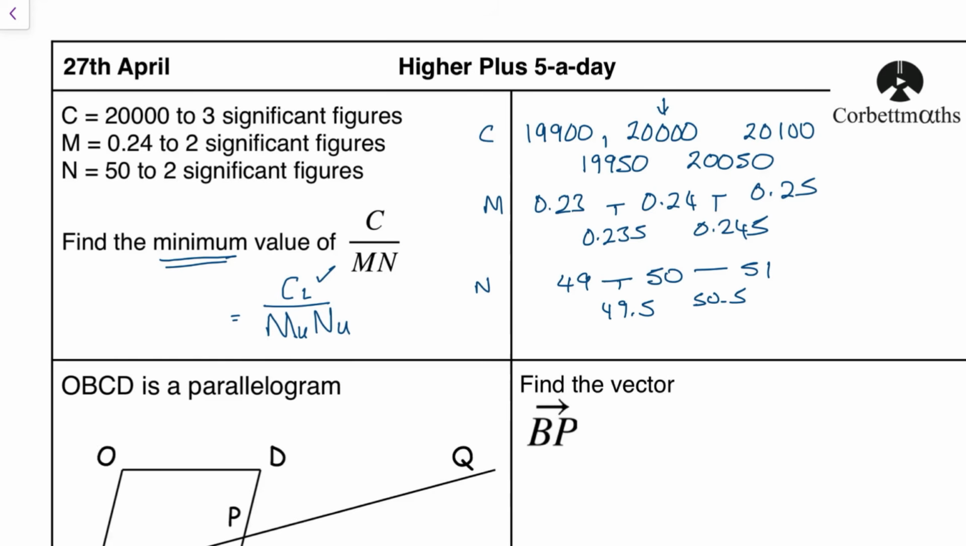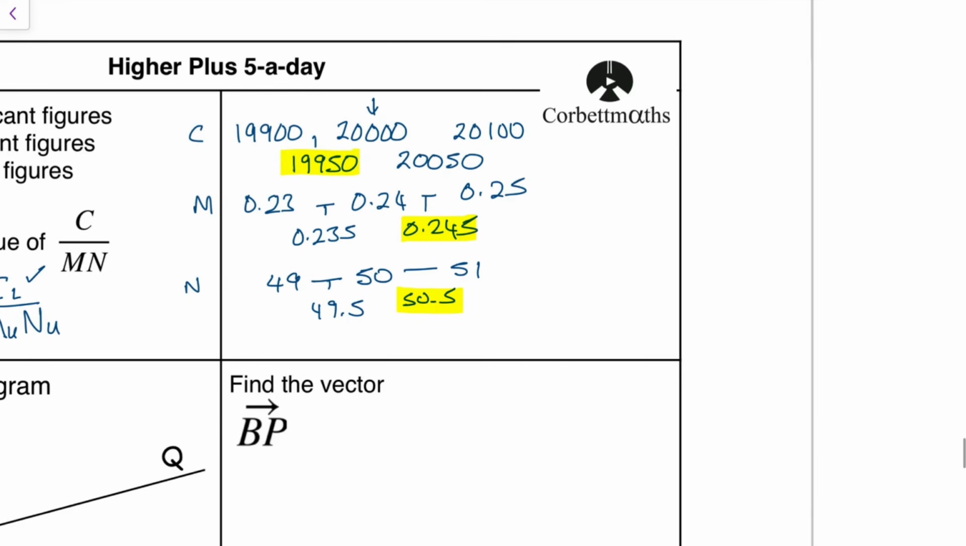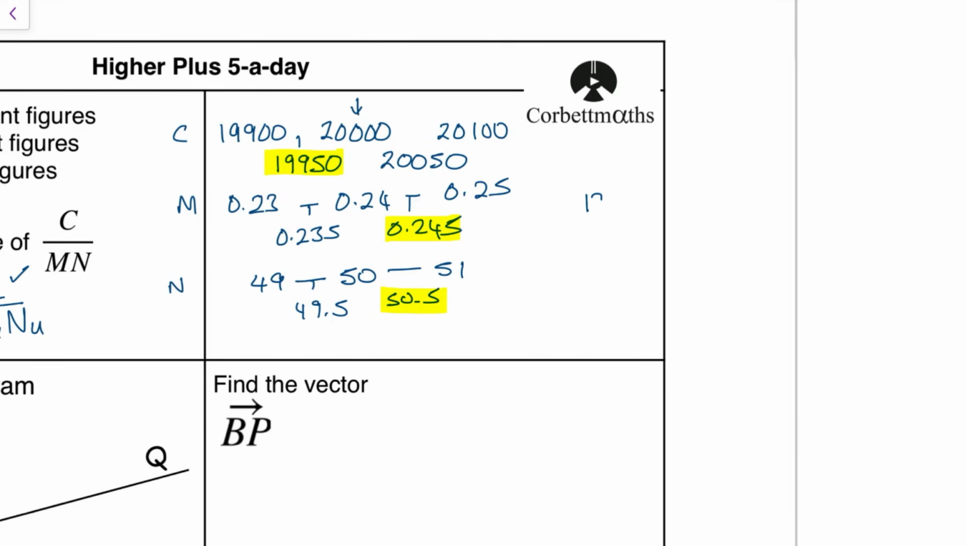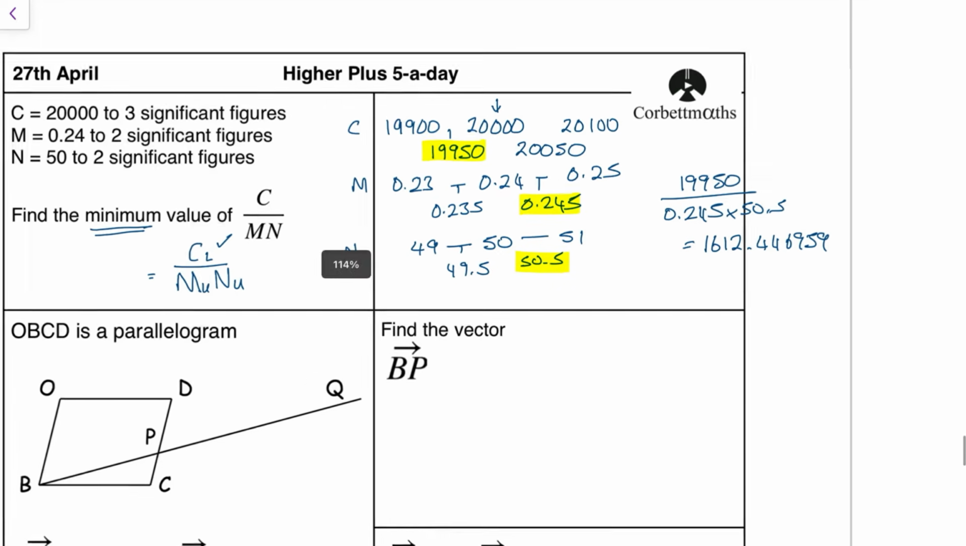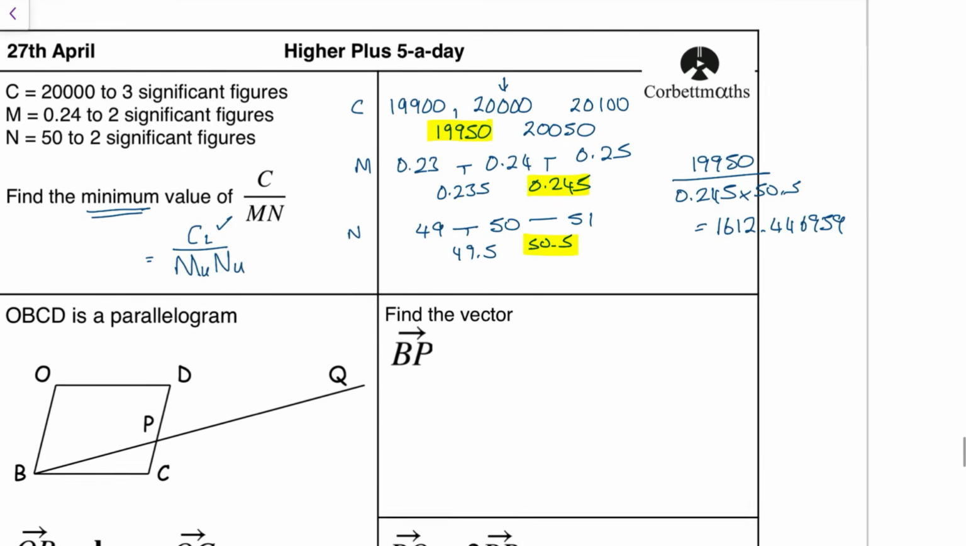Now remember what I said right at the start. I need the lowest value of C, the highest value of M, and the highest value of N. I'm going to put all that in my calculation in one go. So it's going to be 19950 divided by 0.245 multiplied by 50.5. Calculator out, and my calculator says 1612.446959. I'm going to write all of that down because it doesn't tell me how many decimal places to do. Without any more information, give more decimal places rather than fewer for this sort of question, because it's all about accuracy. That's the whole point of the question.